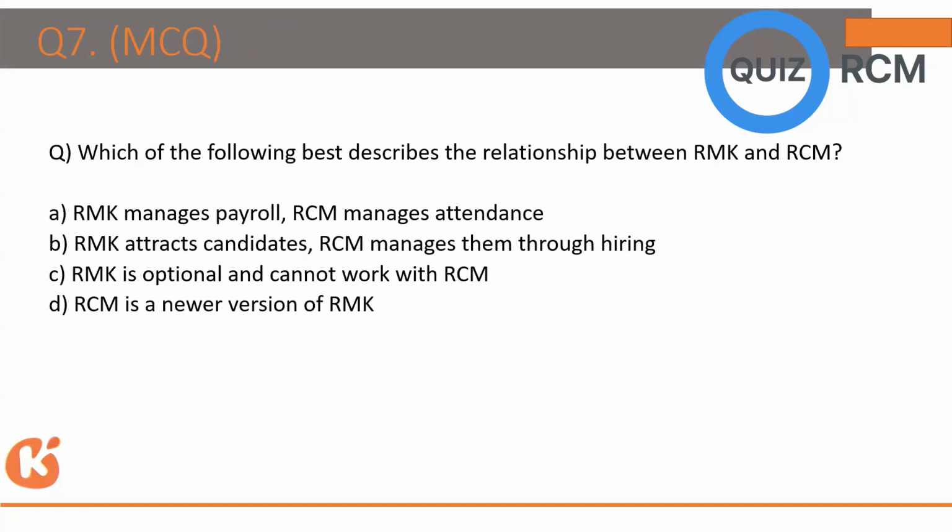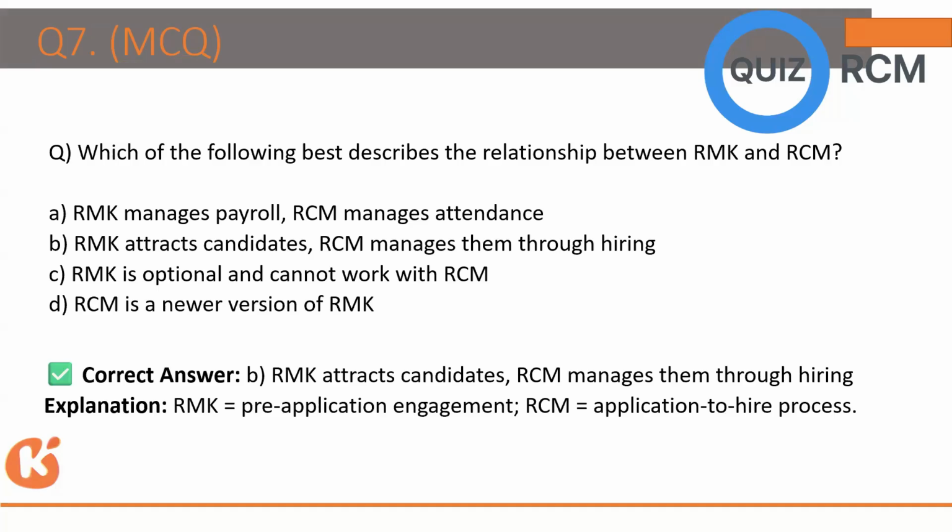Which of the following describes the relationship between RMK and RCM? A, RMK manages payroll, RCM manages attendance. B, RMK attracts candidates, RCM manages the hiring. C, RMK is optional and cannot work with RCM. D, RCM is never a newer version of RMK. B is the correct answer. RMK is pre-application engagement and RCM is the application to hire process.